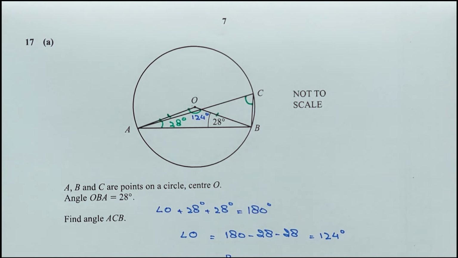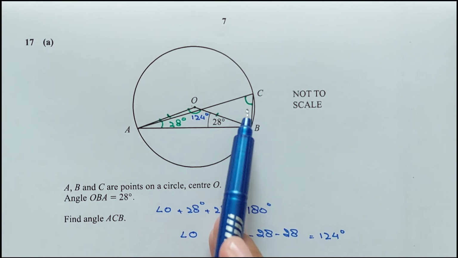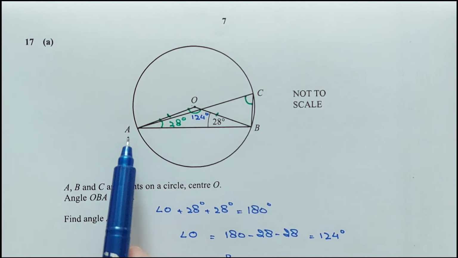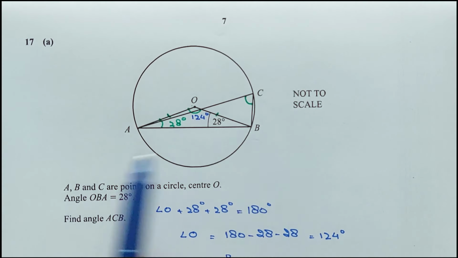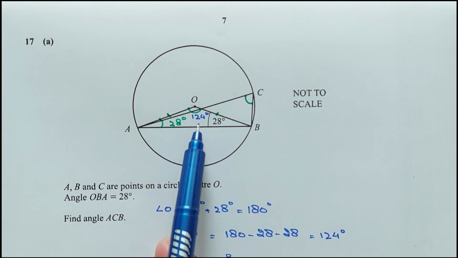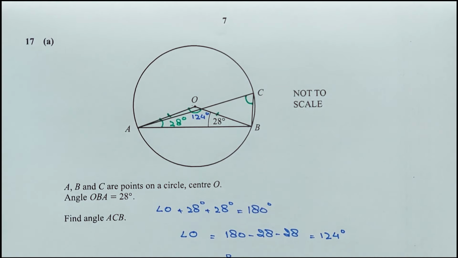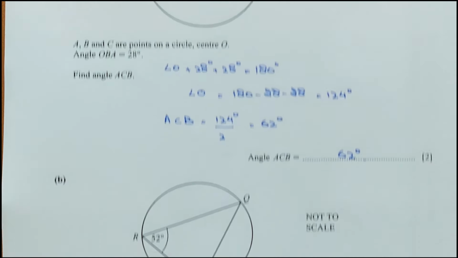And the third concept we have to use over here is that the angle at the center is half of the angle at the circumference when they are subtended by the same arc. The arc is AB. So AOB and ACB are subtended by the same arc. So if the center angle is 124, then the circumference angle is half of 124, which is 62 degrees. I hope this makes sense now.